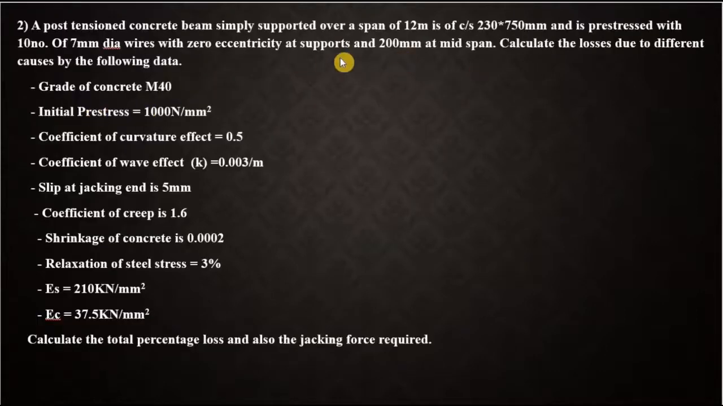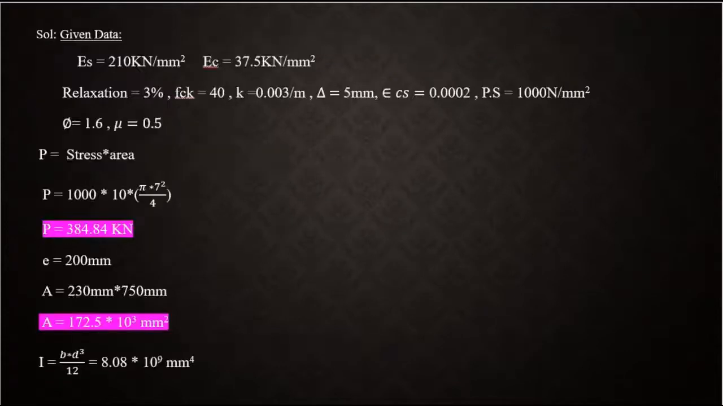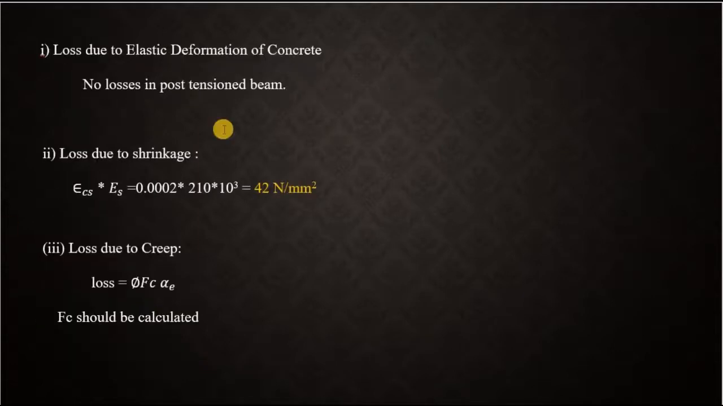E is eccentricity. You can check, eccentricity is 0 at the supports and at the midspan it is 200 mm. Write that down. Then area is the area of the cross section of the rectangle, 230 mm by 750, so we get 172.5 into 10 power 3 mm square. I is BD cube by 12, which is 8.08 into 10 power 9 mm power 4.